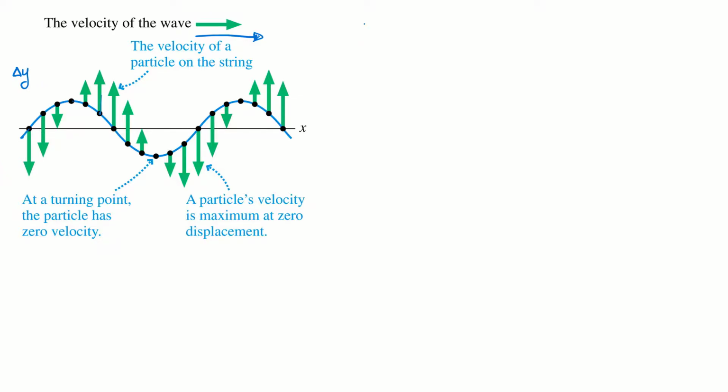That displacement as a function of position and time is equal to A sine(kx minus omega t plus phi naught). This displacement is actually a delta y, how far the string is at that location away from its equilibrium value.